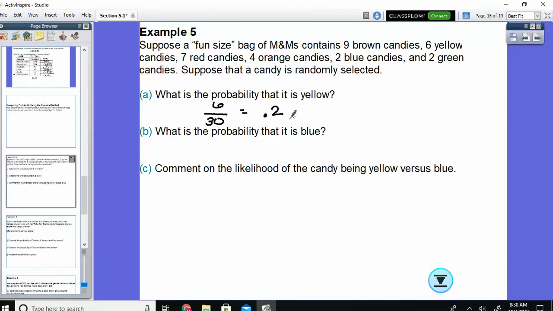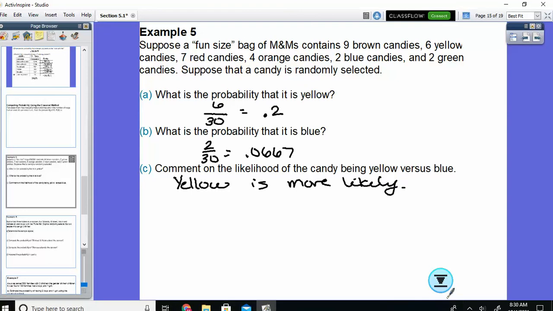The probability that it is blue. So how many blues do we have? 2. Out of the 30 total, and we get... All right. So what could you say about the probability of a yellow versus blue? Yellow is more likely, which we would expect, wouldn't we? There's more pieces of yellow in that bag, so that's not a surprise. It has a higher probability.